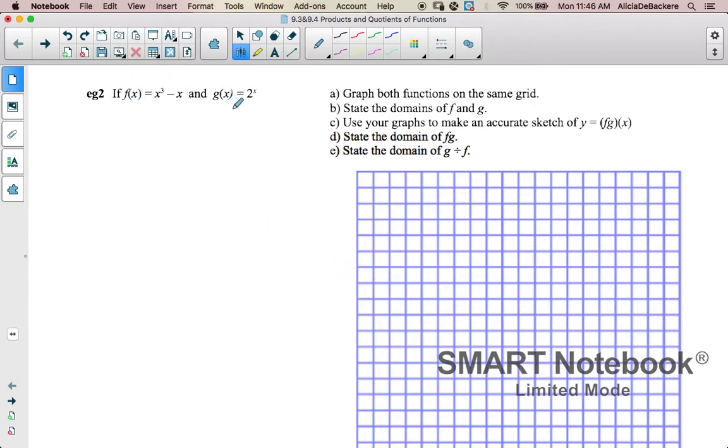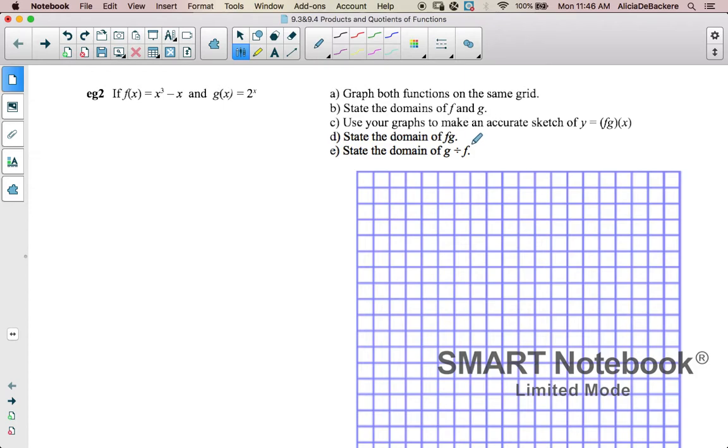All right, in our first example, or I guess our second example, we've got f at x is a cubic function and g at x is an exponential function. So we're remembering those parent graphs. What we're going to do here is graph both of the original functions on the same grid. We're going to state those domains for those original functions, and then we're going to use those graphs to sketch the multiplication or the product function. Then we're going to state the domain of the product function, and then we're going to think about what's the domain of the division function.